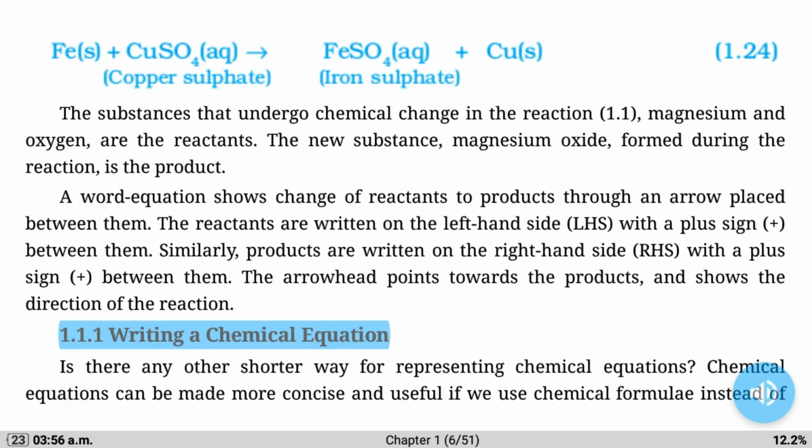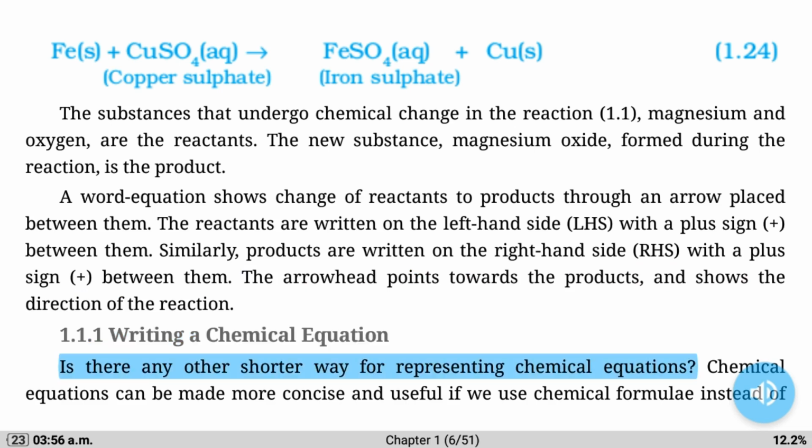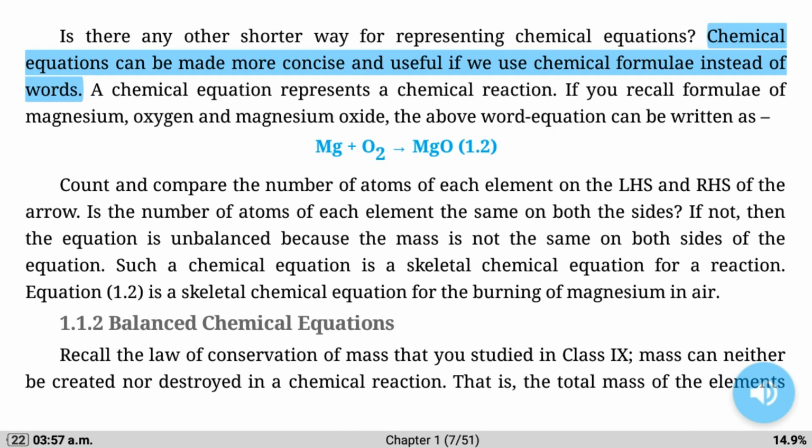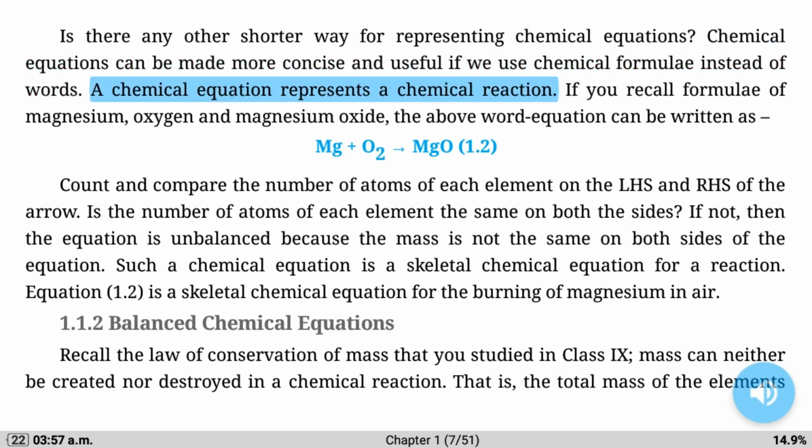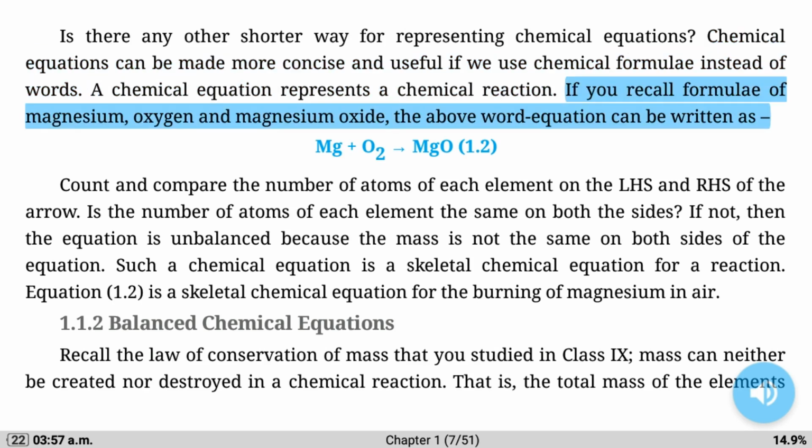1.1.1 Writing a chemical equation. Is there any other shorter way for representing chemical equations? Chemical equations can be made more concise and useful if we use chemical formulae instead of words. A chemical equation represents a chemical reaction. If you recall formulae of magnesium, oxygen and magnesium oxide, the above word equation can be written as Mg + O2 → MgO (1.2).